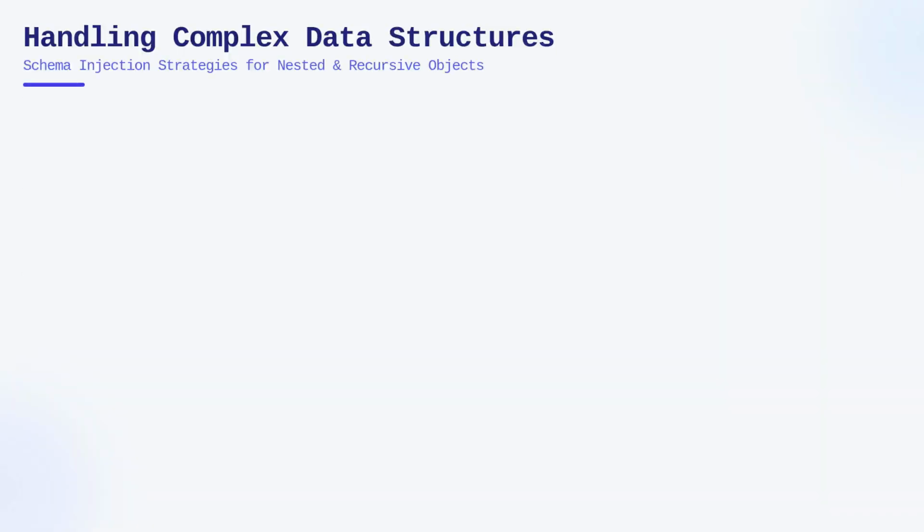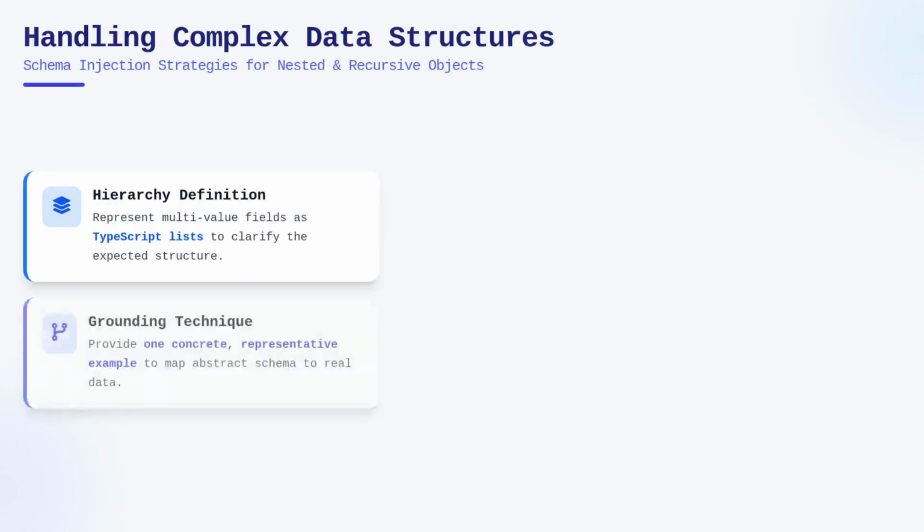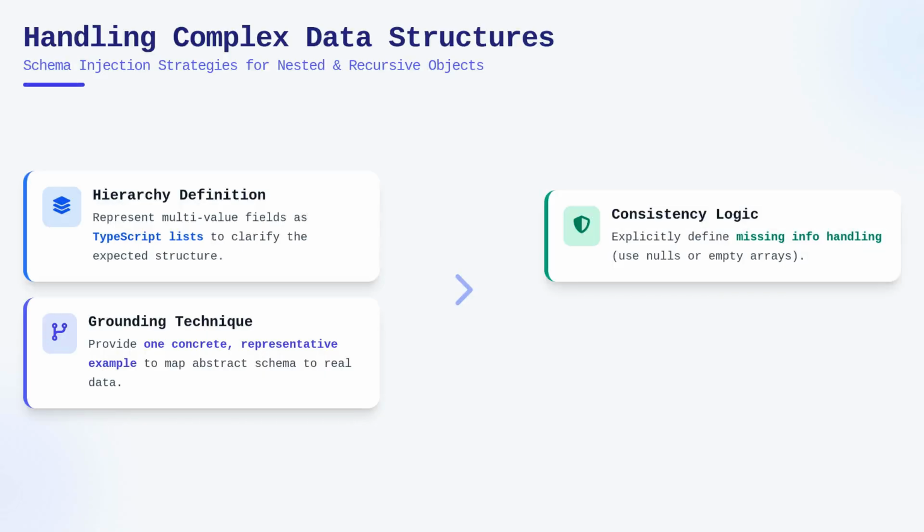Handling complex structures, such as nested arrays and deeply recursive objects, requires a slightly more deliberate approach to your schema injection. When defining the structure, represent multi-value fields as lists within your TypeScript definitions to clarify the expected hierarchy to the model. I find that providing a single representative example of the nested structure within the prompt significantly improves compliance across various model iterations. This grounding technique allows the model to map the abstract schema to a concrete implementation, reducing errors when parsing complex administrative datasets.